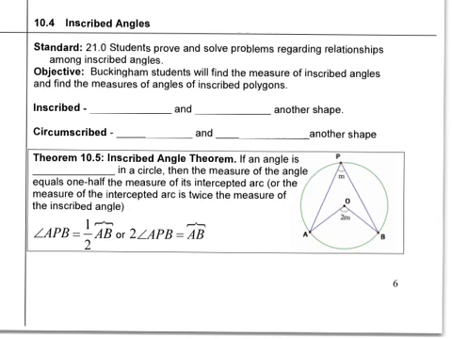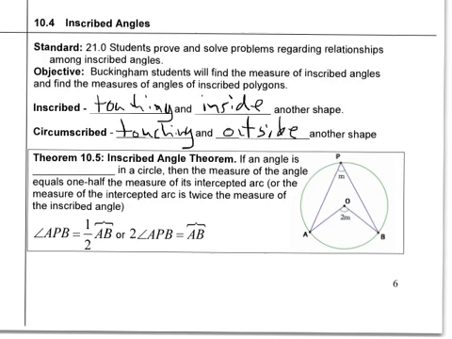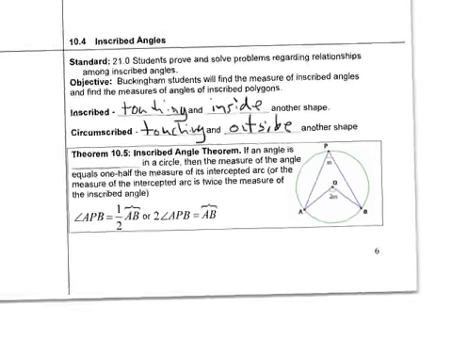Alright, so inscribed means to be touching and inside another shape, and circumscribed means to be touching and outside another shape. Alright, let me give you guys some drawings of what this means.